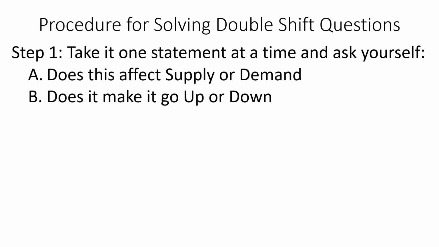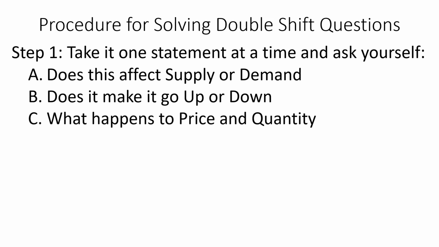And then ask yourself, does it make it go up or down? In other words, is that supply going up or shifting to the right, or is it going down or shifting to the left? And then finally, what happens to price and quantity? Again, the graph will tell you that answer if you can't think it through intuitively, or if you can't memorize that price and quantity move in the same direction as demand, while quantity moves in the same direction as supply, but price moves in the opposite direction.